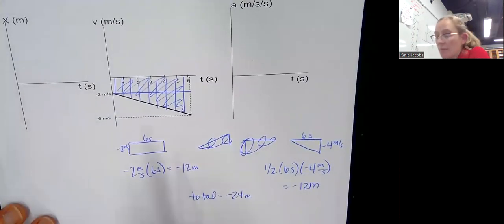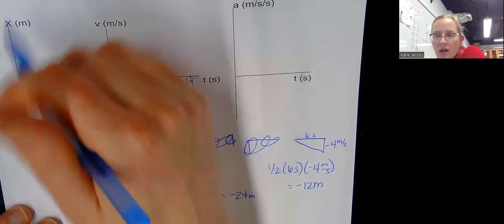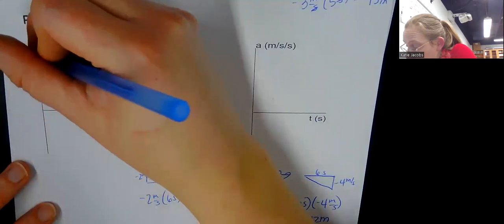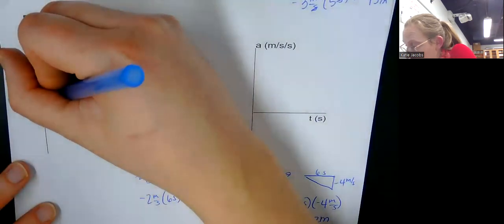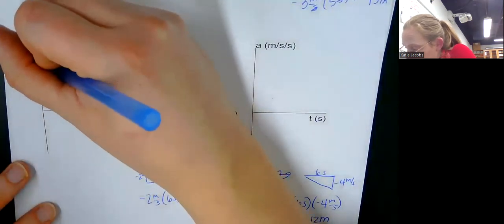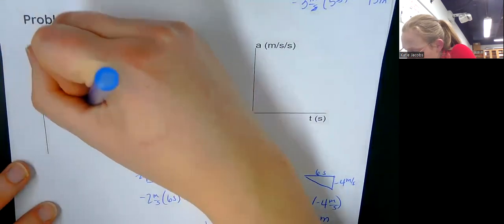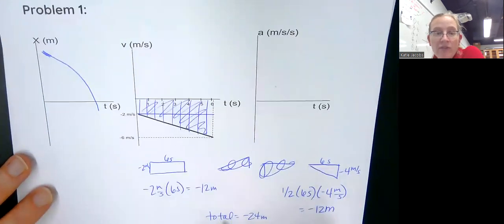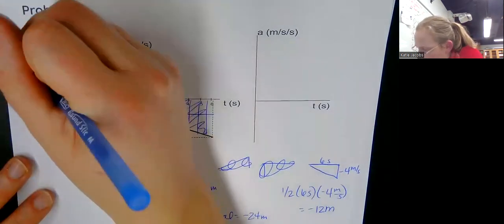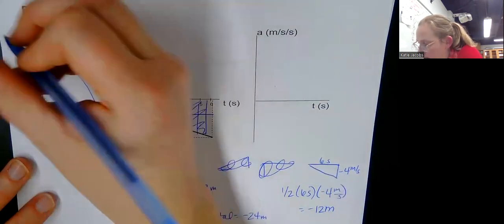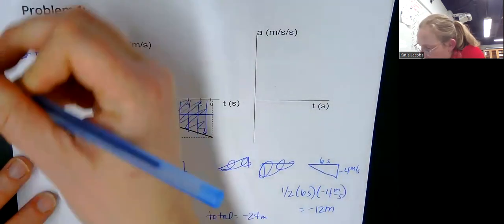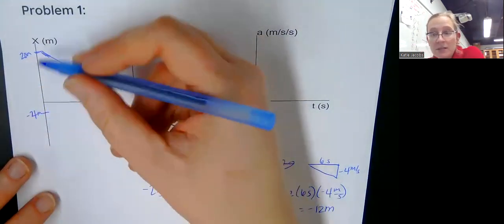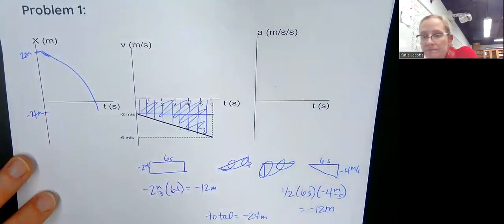That meters shows up on the position graph. Okay, we've been drawing the shapes of the position graph. This is speeding up in the negative direction. So this would be going down, but speeding up, getting steeper. So something like this. And now I know that it's moving -24 meters. So let's say, I'll just put some numbers on here. Let's say it started at 20 meters. Now I know it ends at -4 meters, because its overall displacement is 24 meters in the negative direction.